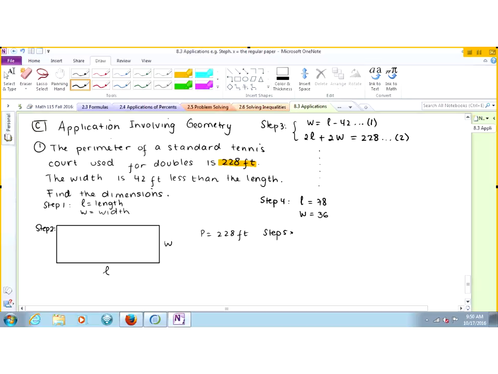So what happens if you can't do elimination or substitution? You have to go to my office hours today. Or go see your SI. So you need to know how to do substitution and elimination. That's without doubt. So something like this you need to be able to do. So step 5, the dimension is length is 78. What is the unit? Feet. And the width? 36 feet. Okay, good.